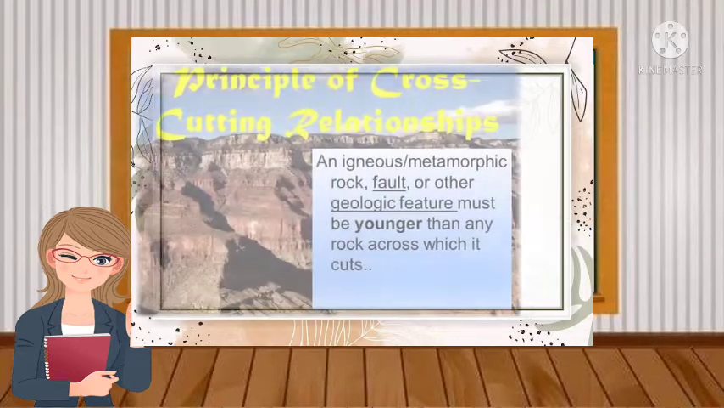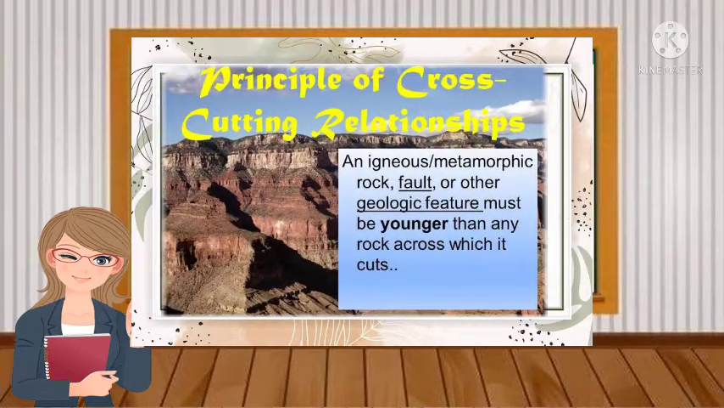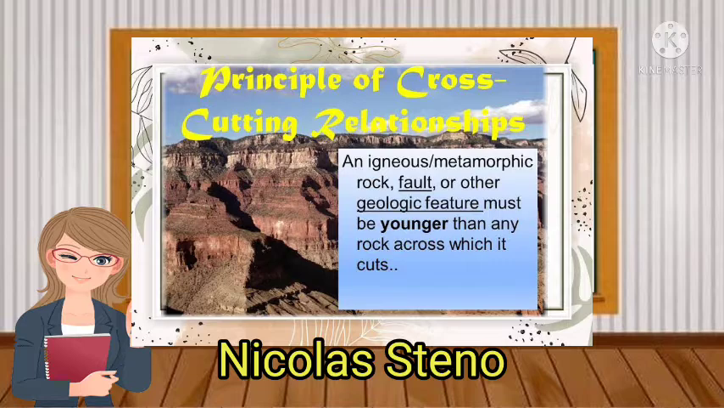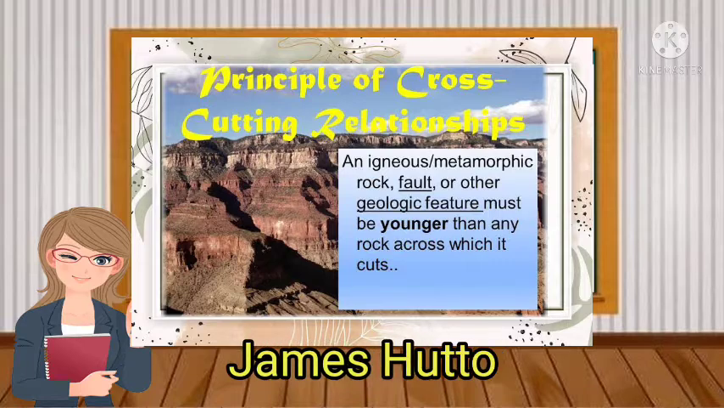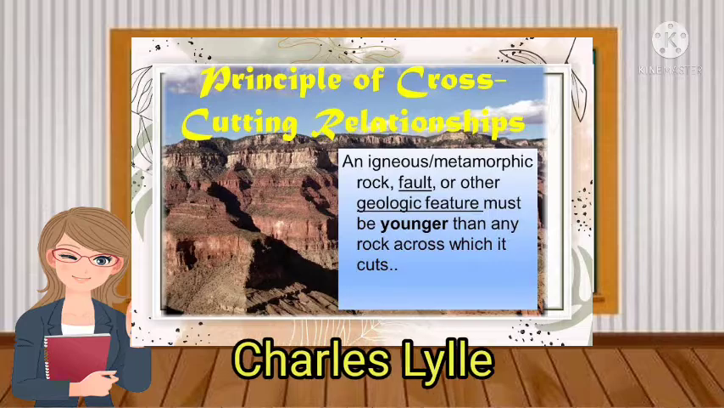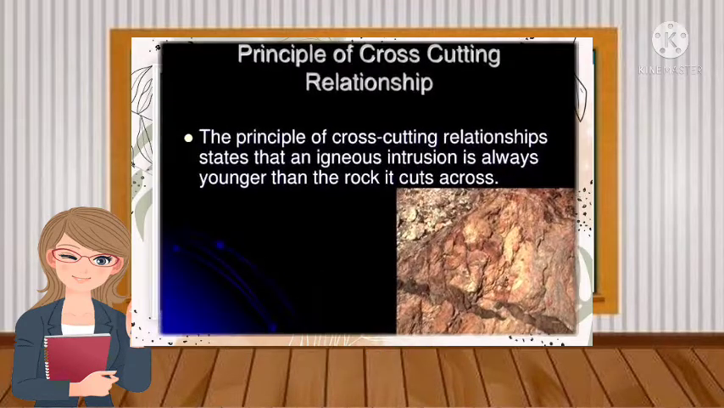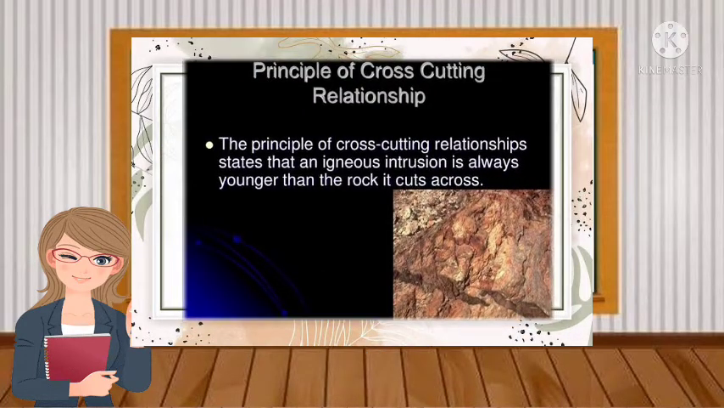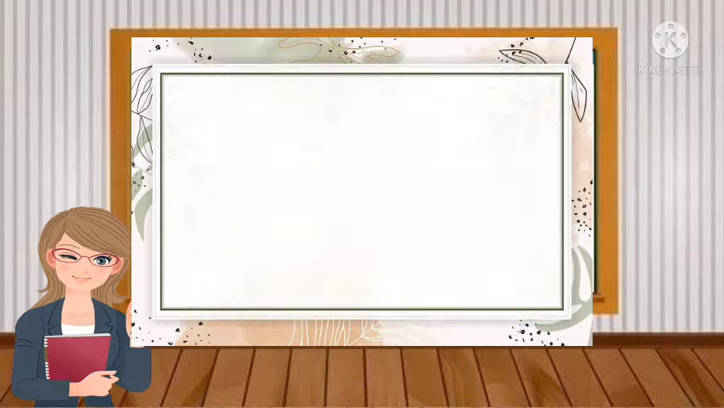And also there is what we call the principle of cross-cutting relations. This was first developed by Nicholas Steno, but later formulated by James Hutton and embellished upon by Charles Lyell in 1830. So this principle states that if one geologic feature cuts across another, the feature that has been cut is older, and the younger features truncate or cut across older features.